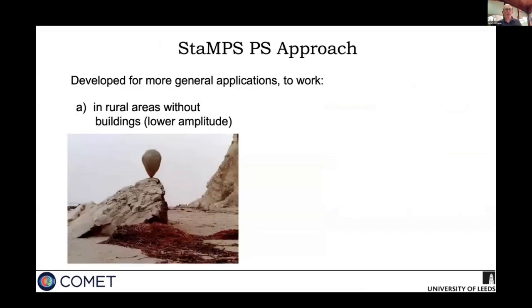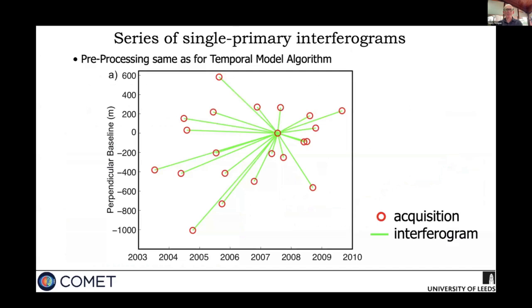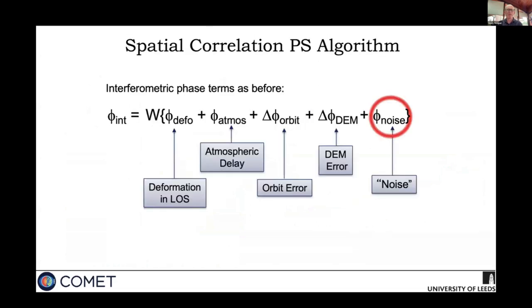So okay, just to move on. What we're looking for then is an approach that can work in rural areas, where you don't have lots of high amplitude points for your initial network, and also where the deformation rate is not steady state. So the first step in this is the same as the previous algorithm. You just make lots of interferograms, all with respect to a single primary in the same way.